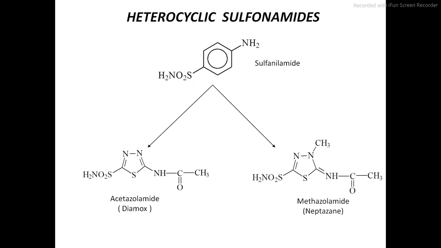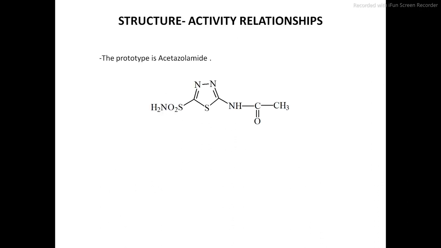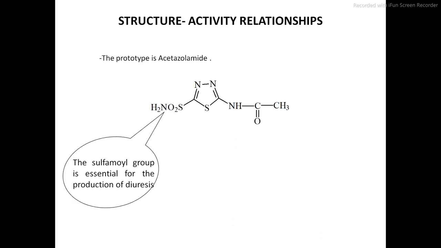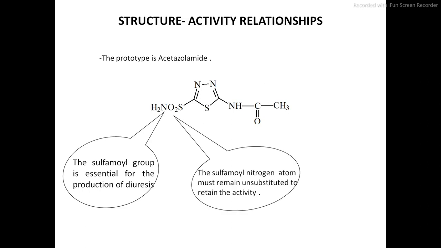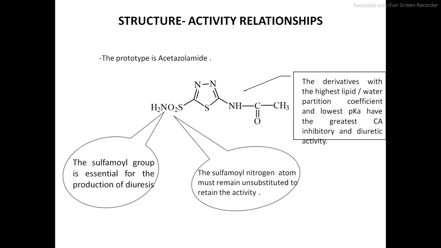So from sulfanilamide, what we have discussed is that the first heterocyclic compound synthesized is acetazolamide, whereas the second compound synthesized is methazolamide. Regarding the structure-activity relationship, this is the basic structure of our heterocyclic compound, acetazolamide. So this is the structure of acetazolamide.